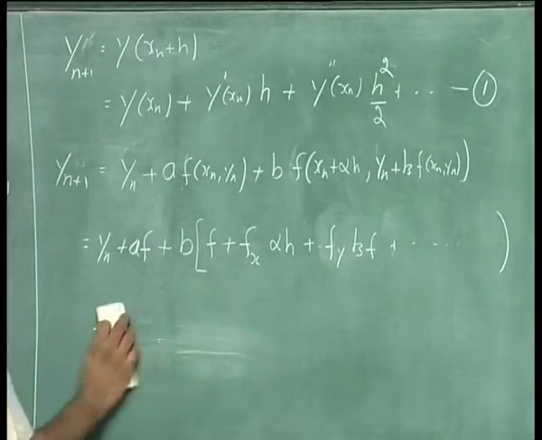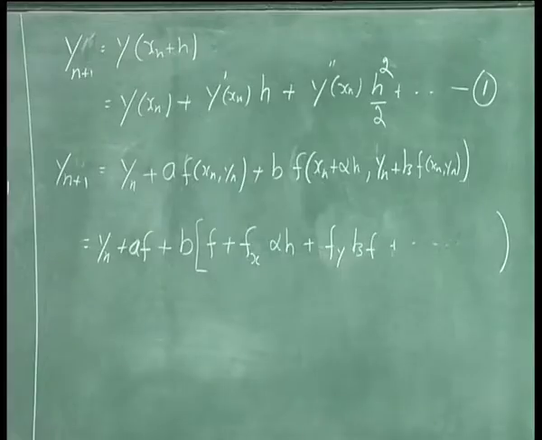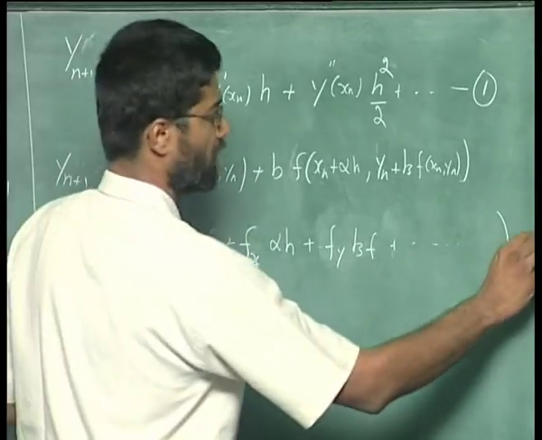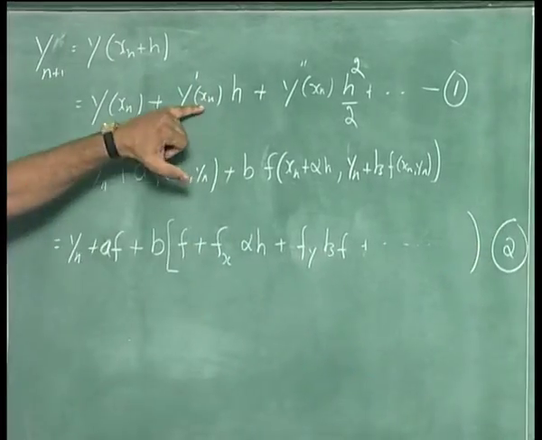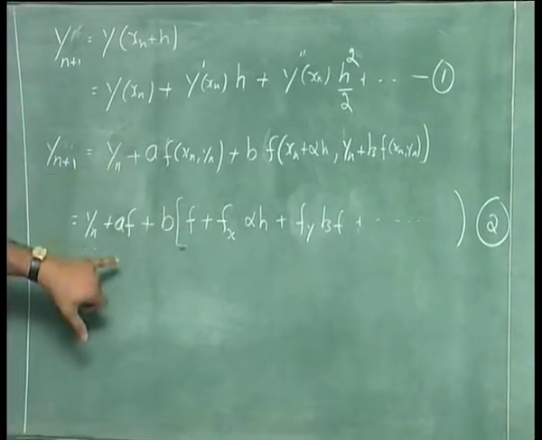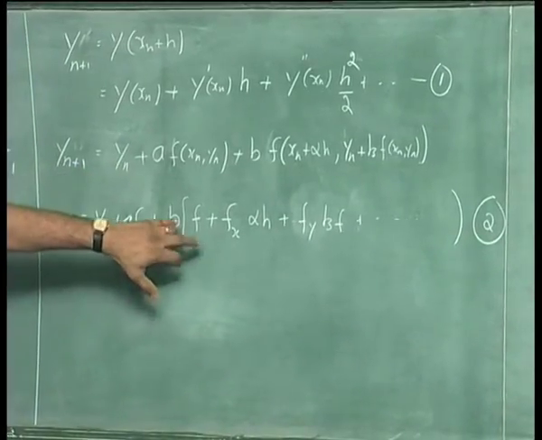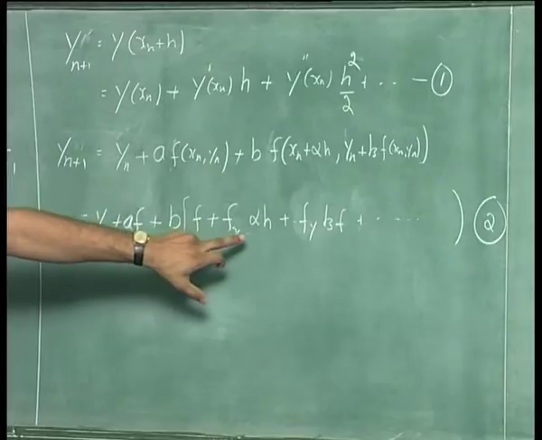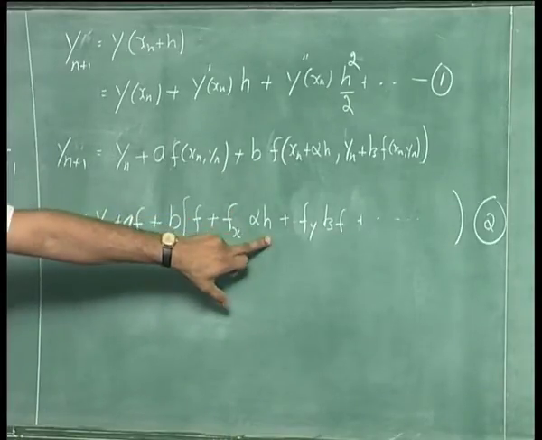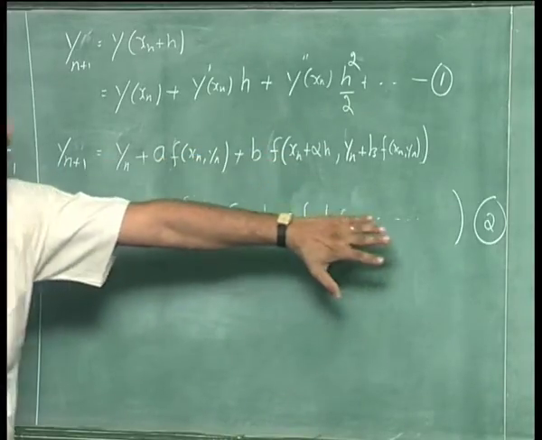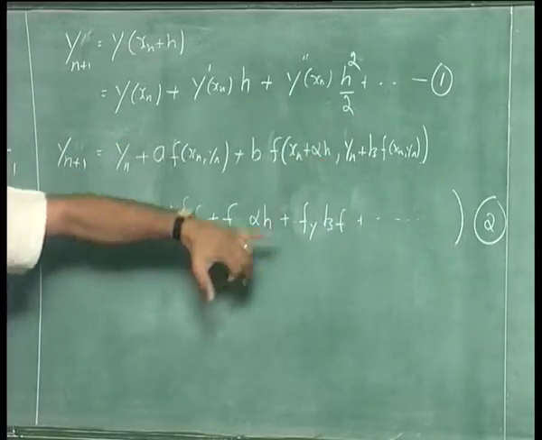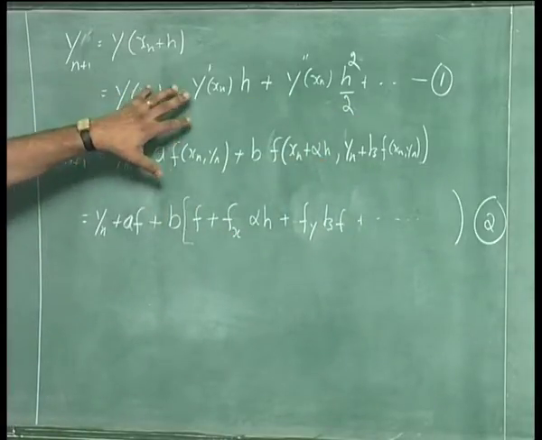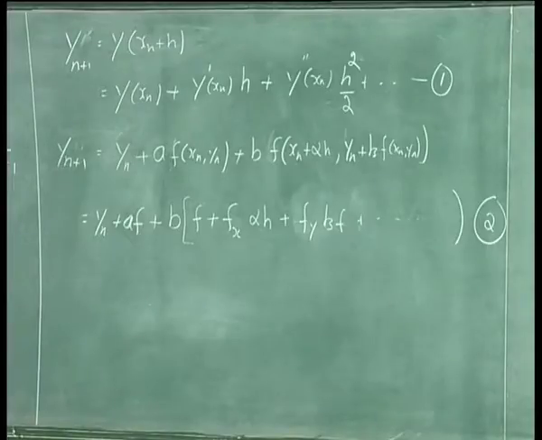Then I could compare the terms of order from this equation to this equation, and get the coefficients. So I will compare all the order alpha terms and order h terms and order h square terms between equation 2 and equation 1. And then I would determine a and b. So that's what the method was.